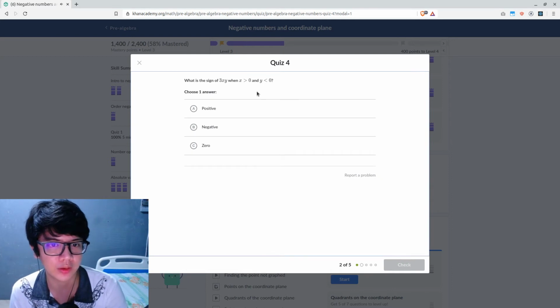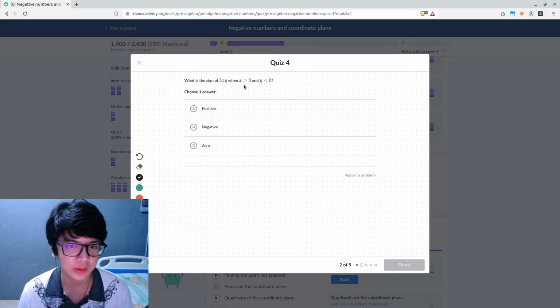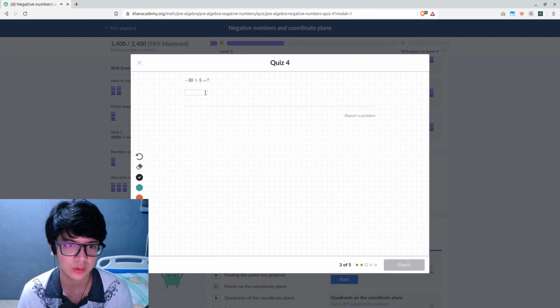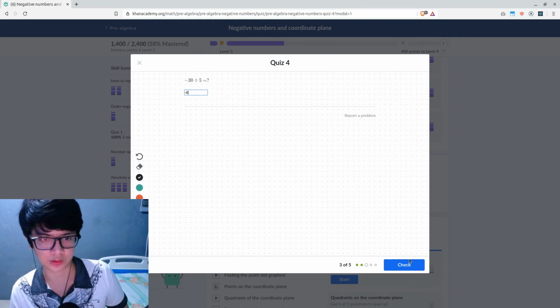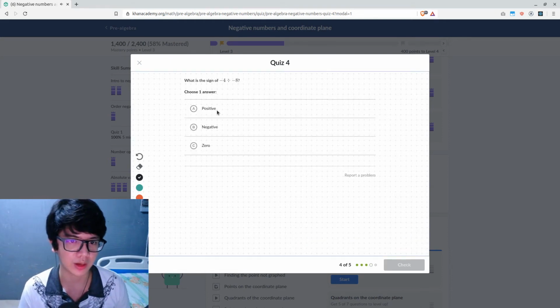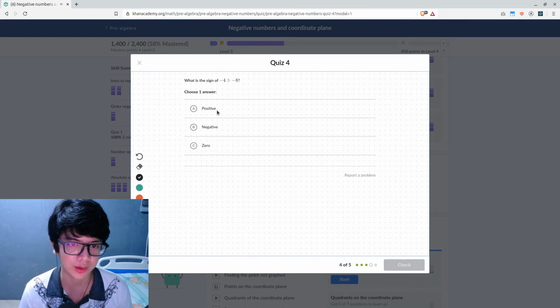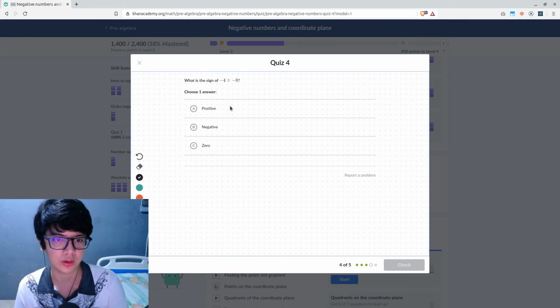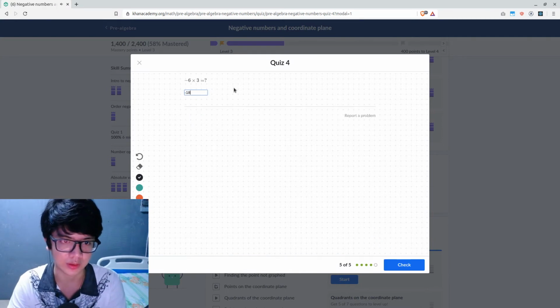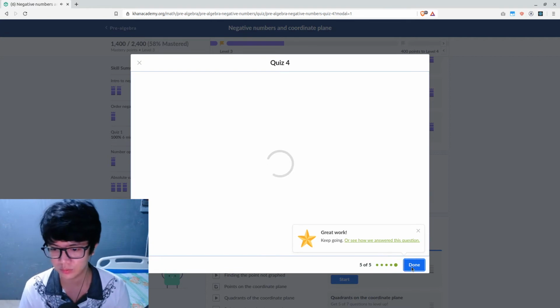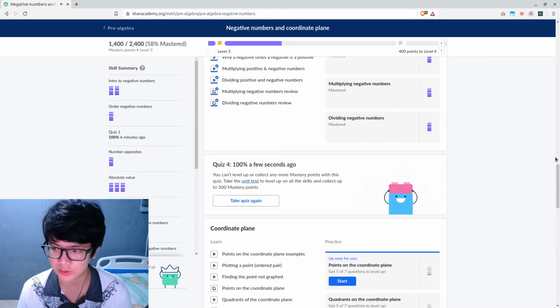What is the sign of it when x is greater than 0 and y is less than 0? It's negative. Negative 6, right? Yeah. What is the sign of negative 4 divided by negative 8? It's gonna be positive. Negative 18. Wow, that's insanely fast.